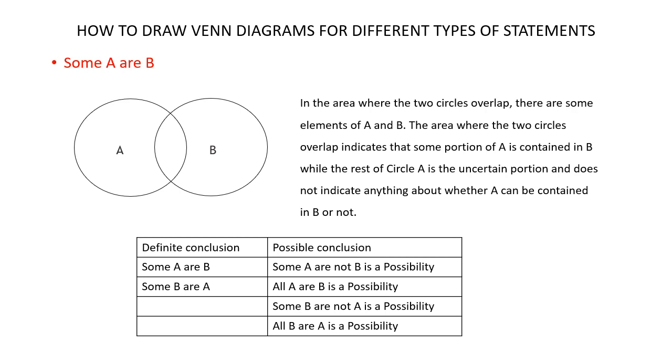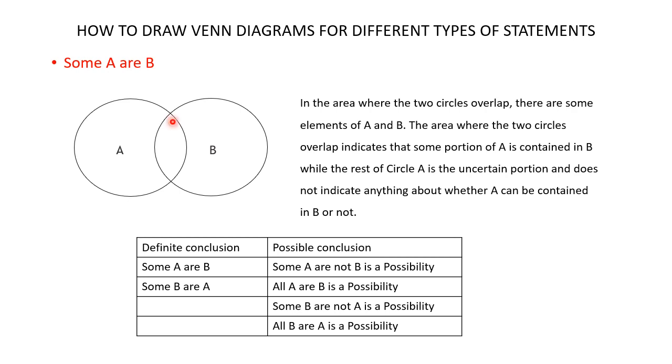In the second case, this portion of A can be contained within B. Now we note that already this portion of A is contained within B. Now if this portion of A also is contained within B, it means that all of A can be contained within B. This means all of A can be B. So all A are B is a possibility.